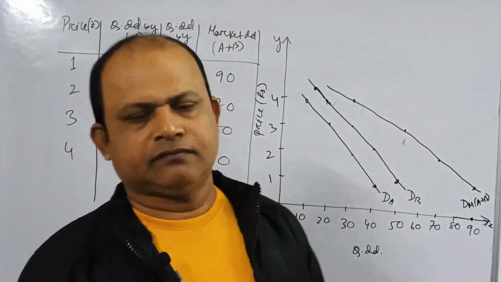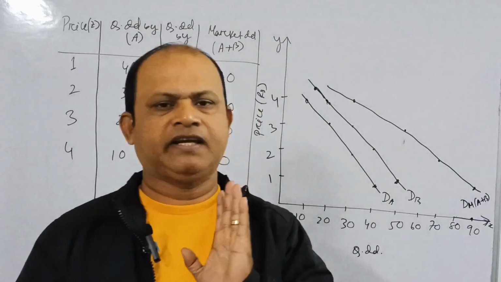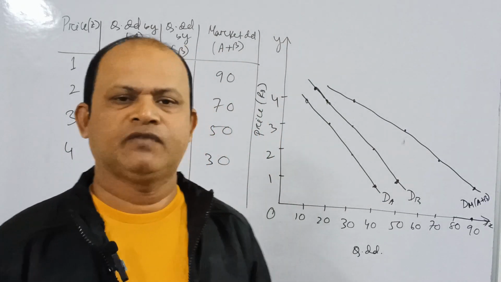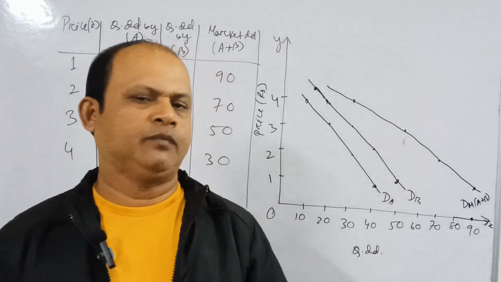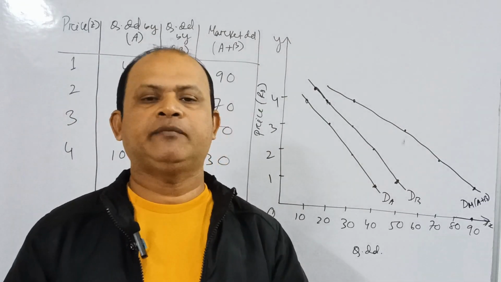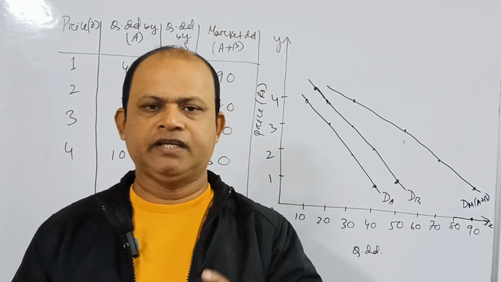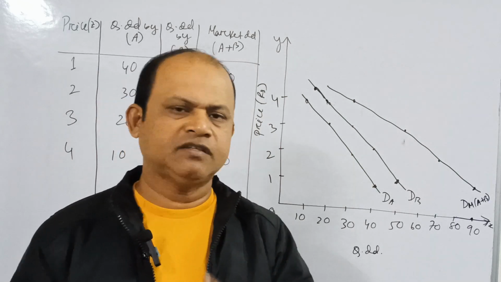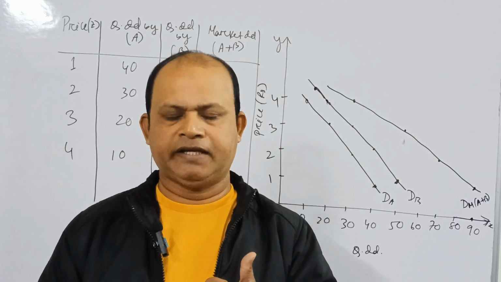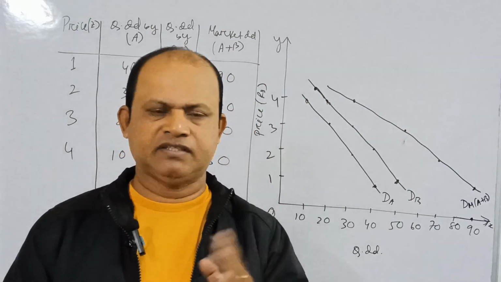Don't get confused with market demand and aggregate demand. Both are different things. Market demand is the aggregate demand for a particular commodity, and aggregate demand is the total demand for goods and services in the economy in a financial year. And the most important thing is that market demand is a micro concept and aggregate demand is a macro concept, and that is why we should not mix them up.